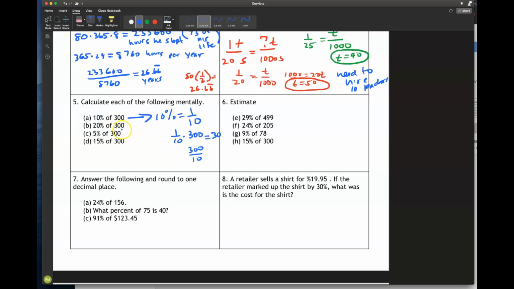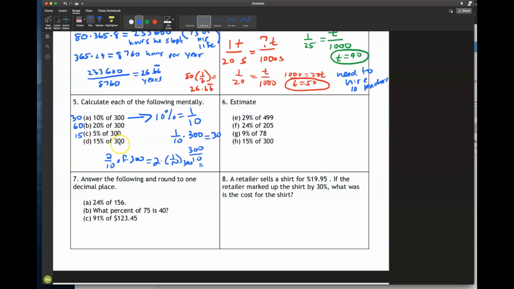For 20%, what we're looking at is double of this, right? So it's 2/10 of 300. I already know 1/10, right? So that's 2 times 1/10, times 300. And so if the answer is 30 for this one, then this answer has to be 60. And using that same rationale, 5% has to be half of that, so this would be 15.